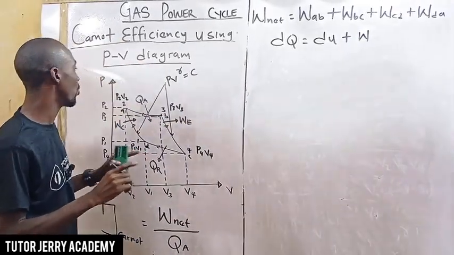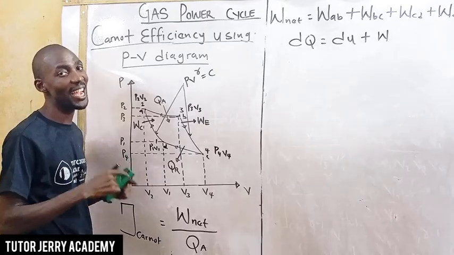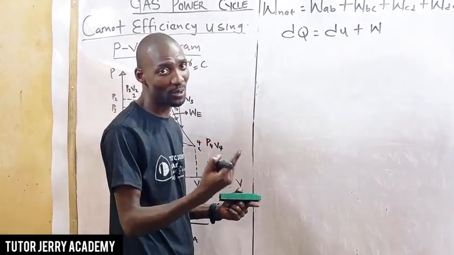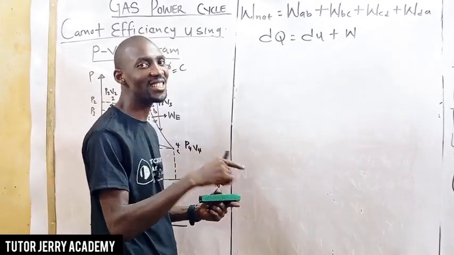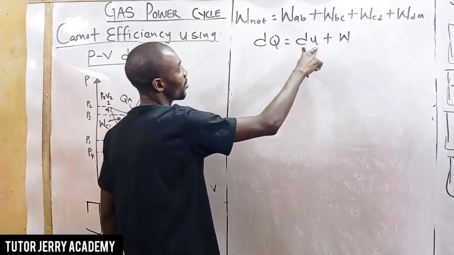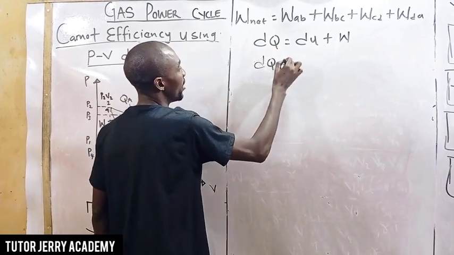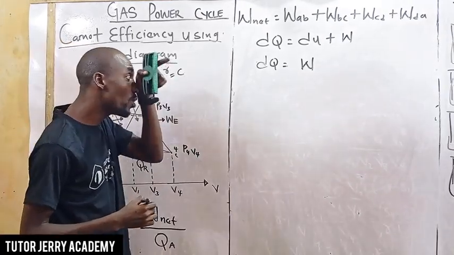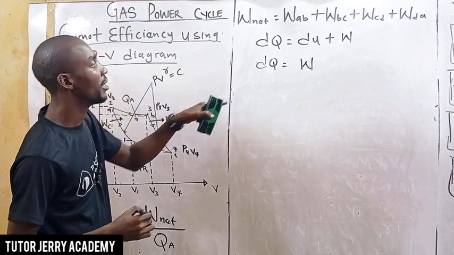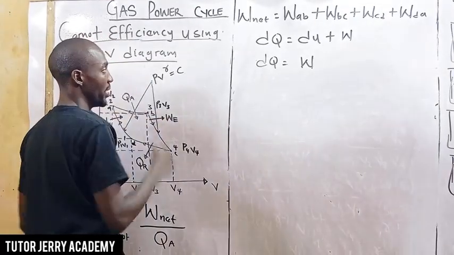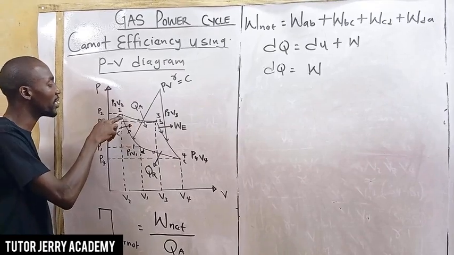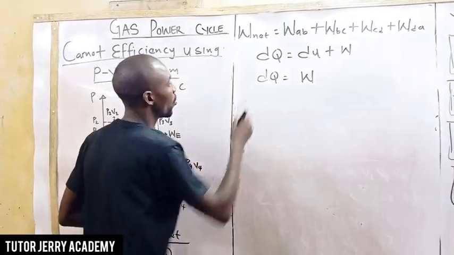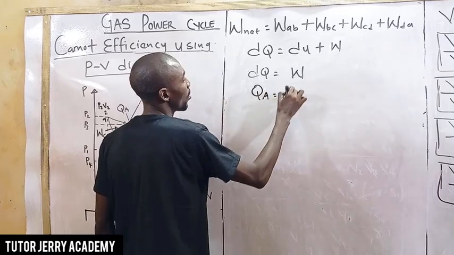Now we know that this process A to B is nothing but an isothermal process. And for an isothermal process, the change in temperature is equal to 0, and the change in internal energy is therefore equal to 0 as well. So it means our dQ will be equal to W. I hope you understand. Because we are referring to this process only, A and B, we can say that our dQ here is the same thing as the heat supply. So we can say that QA is equal to W.